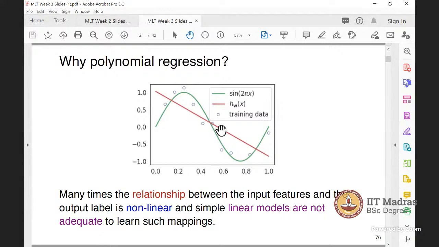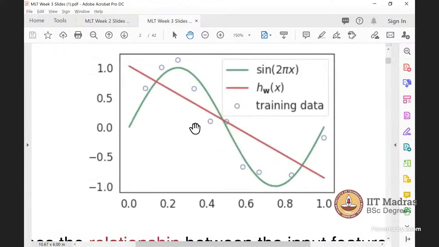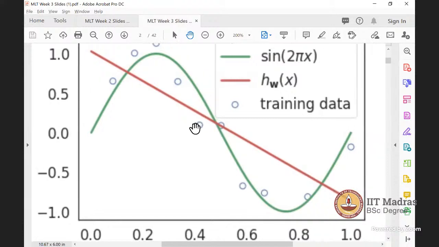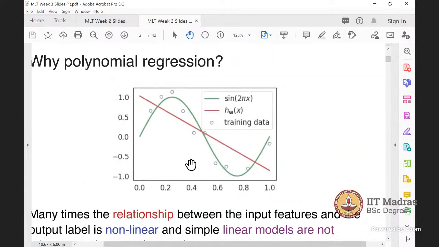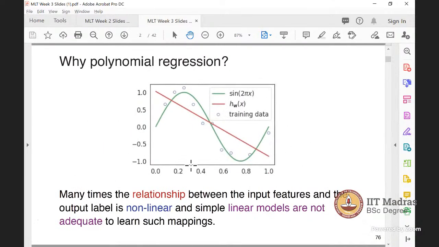Okay, so something like this. Now what we want to do is capture this relation. If we go with everything that we know so far, which is up to linear regression, then your h(x), which is the red curve, and your blue dots or blue circles are the data points. The green curve, which is sin(2πx), is your generating function. Then you can find out that your model, the red curve, is not doing great justice to fitting this data. So it is not capable of fitting this kind of complex data.